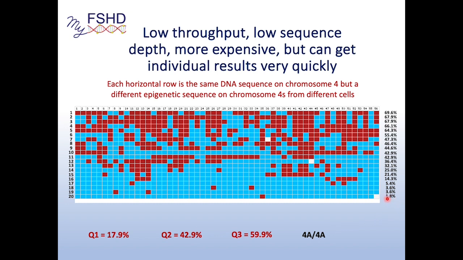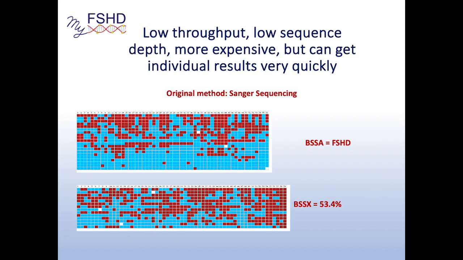And the shorter one is going to be less than that, but you also could have a 3 repeat unit and a 50. We don't really know. We don't care, actually, how long your repeat units are. All we care is epigenetic state. Since they're 4A, 4A, we're going to use first quartile, 17.9. That is definitely FSHD. So this individual, this is 4A, 4A. They have an FSHD chromosome and a non-FSHD chromosome, a short and a long, that are both A. We're then going to do BSSX again. We get 53.4%. That is higher than 30%, not FSHD2. Again, another case of FSHD1.